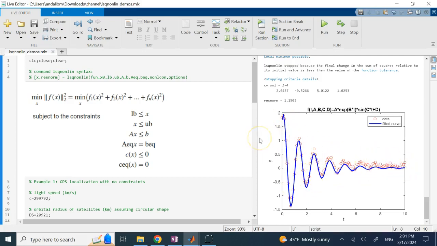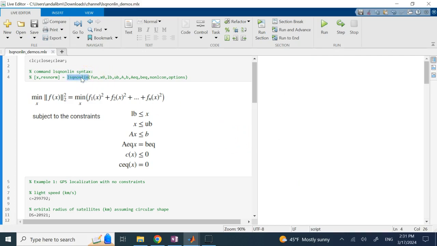Okay, so you see I'm not fitting a line or a polynomial or anything. There is no linear least squares here. It's absolutely nonlinear. So what can I do? Here again, I use this command. Now, before I move on, I want to tell you the syntax of this command.